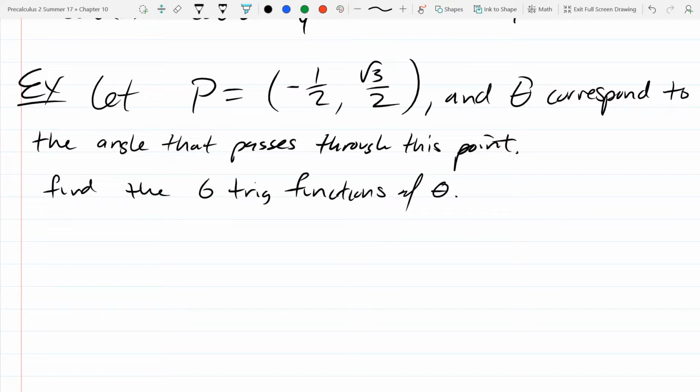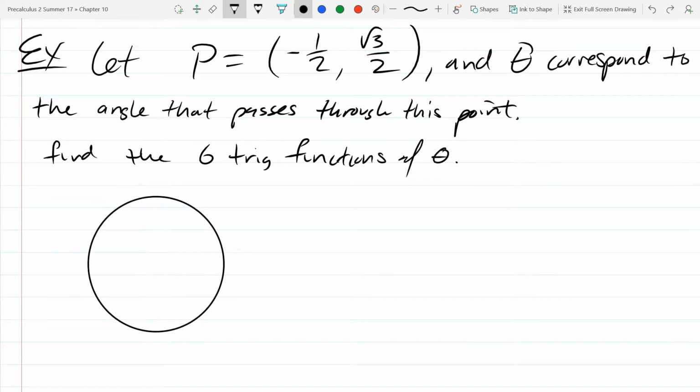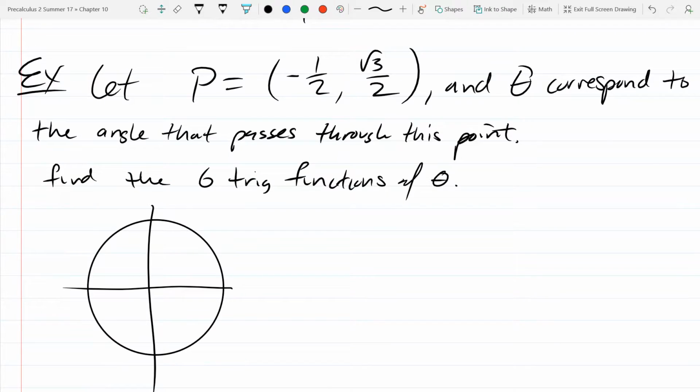All right, so this point, I do have an x and y coordinate. That's good. So let's go ahead and plot it first. -1/2, that's the x-coordinate. We're going to go -1/2. So obviously, on the unit circle, that's -1. So I'm going to go exactly half that far, -1/2, trying to be as accurate as I can. That's the point on the unit circle that we're dealing with. That's P.